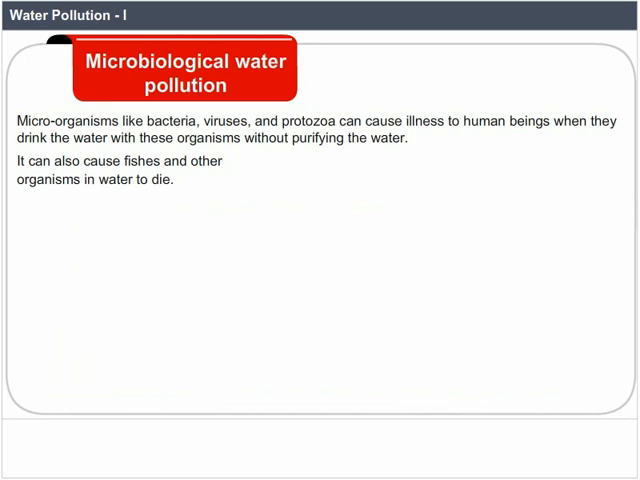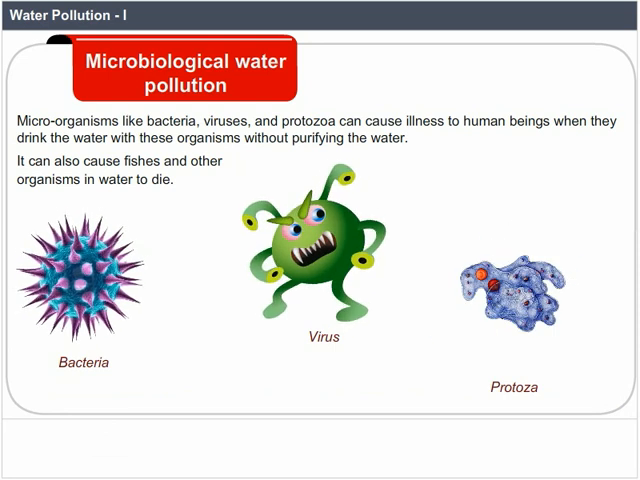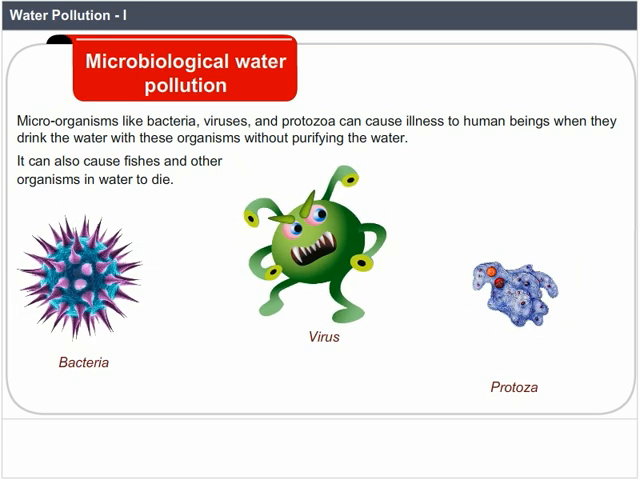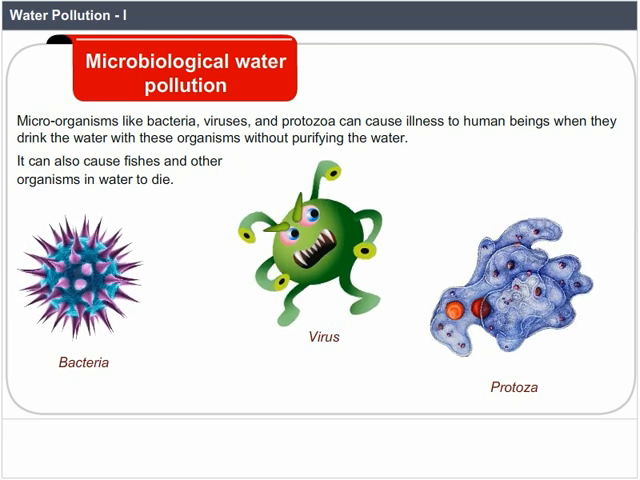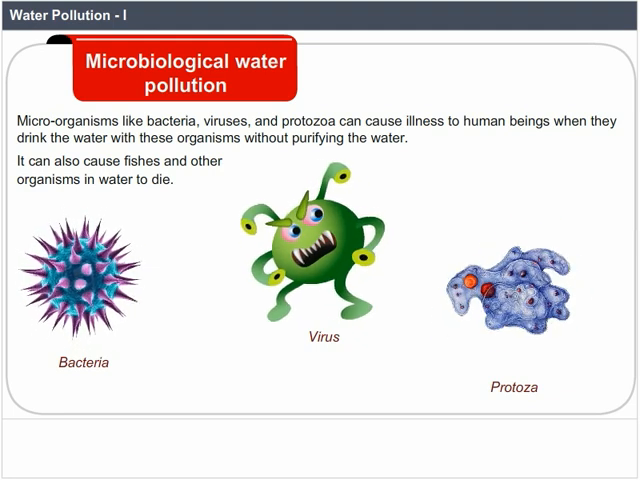Microbiological water pollution. Microorganisms like bacteria, viruses, and protozoa can cause illness to human beings when they drink the water with these organisms without purifying the water. It can also cause fishes and other organisms in water to die.